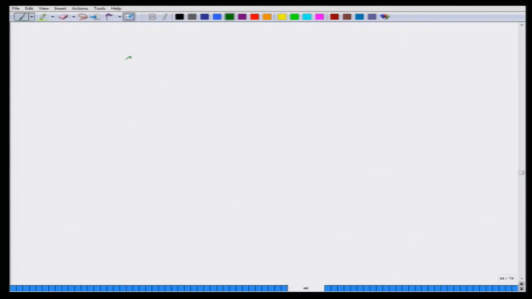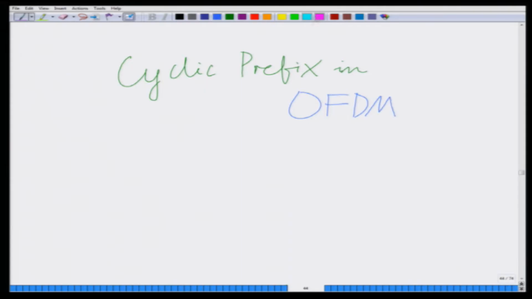Today, let us look at another aspect of OFDM transmission, that is the cyclic prefix. So, today we are going to look at another important aspect in OFDM, which is also termed as the cyclic prefix in OFDM or orthogonal frequency division multiplexing systems, all right. So, for this let us start by considering a frequency selective channel.